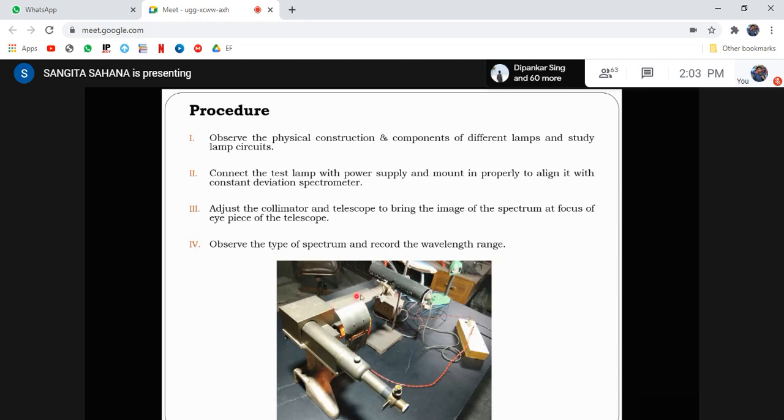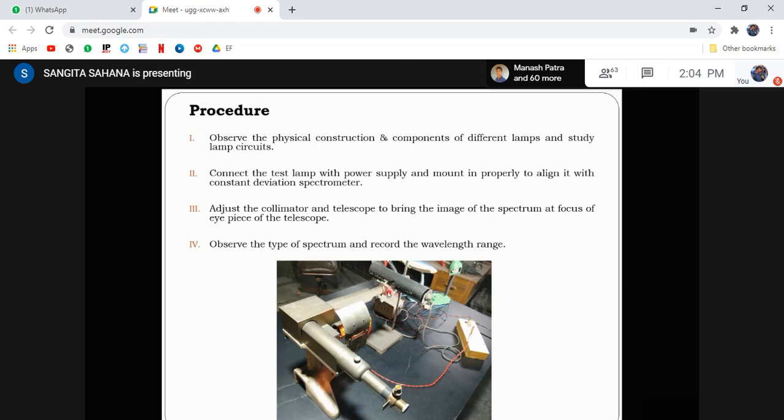Then we have this collimator. Here we have the prism, and here we have the telescope. The observer will look through this telescope. You have to sit here and put your eye to the telescope, so you can see the spectrum in this prism, in this part. By rotating this drum, we can rotate the prism and we can see the color. We can observe the colors one by one in this part, and we can measure the corresponding wavelength over here.